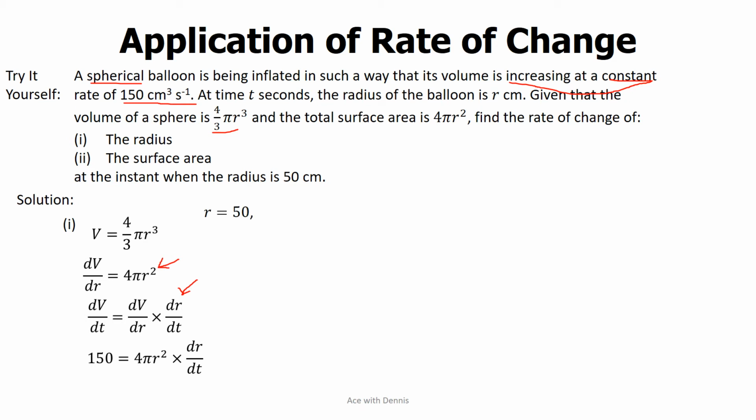Given that r is 50, we substitute into the equation, and it becomes 150 equals 4 pi times 50 squared times dr over dt. Hence, dr over dt equals 150 over 4 pi times 50 squared, and the answer is 3 over 200 pi cm per second.